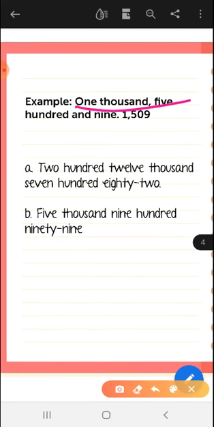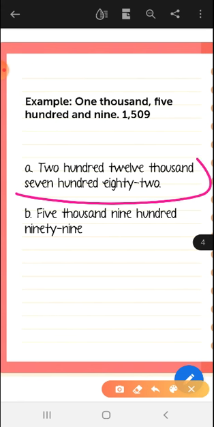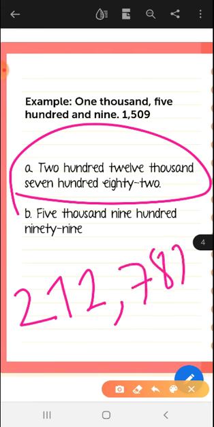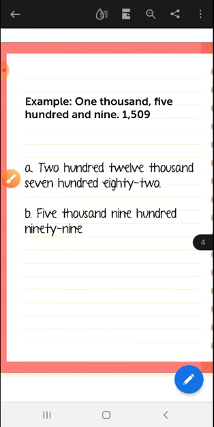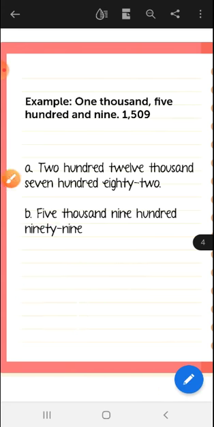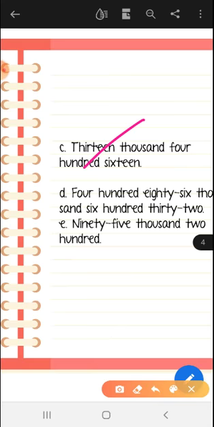Example, 1,509. Aquí está la respuesta, here's the answer. 1,509. Now you do this one. 212,000, the comma indicates 1,000, 782. Yes? And you continue with the other. 5,999. See? Easy. You continue with letter C and letter D.